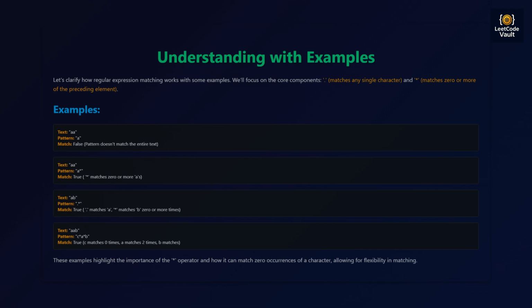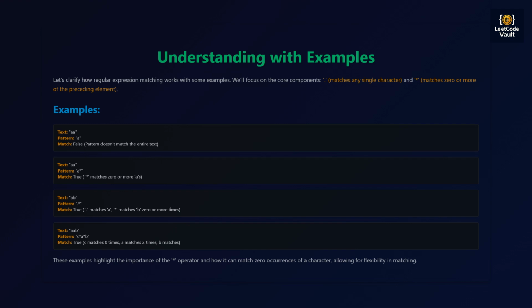Let's look at a more complex example. Text equals AAB and pattern equals C star A star B. The C star means 0 or more C's, so it essentially disappears. Then we have A star, which matches the two A's in the text, and finally B matches the B at the end. So this is a match.